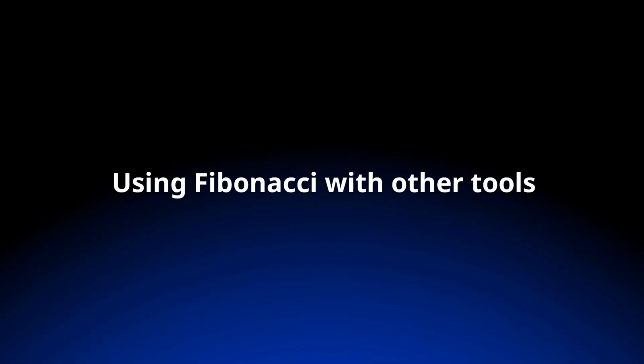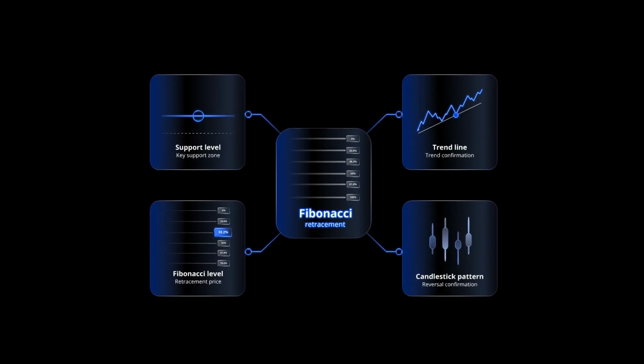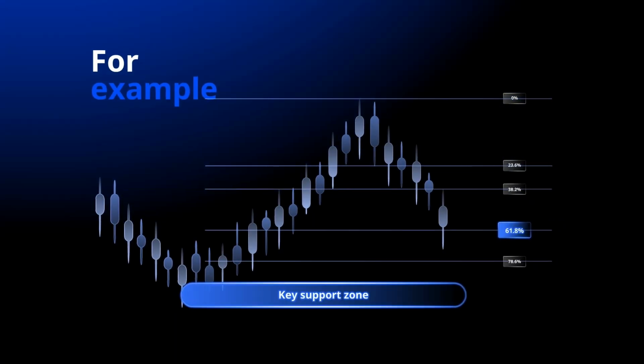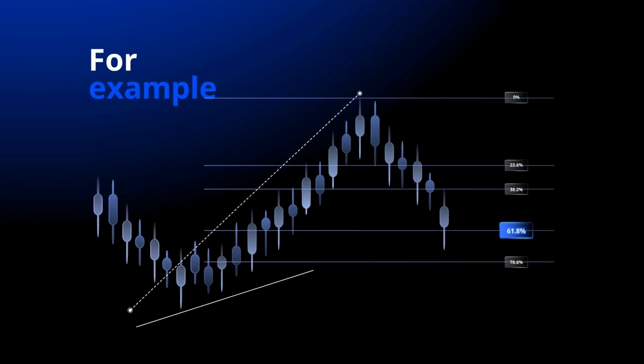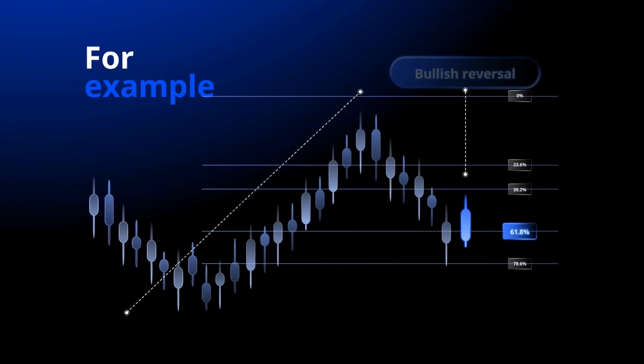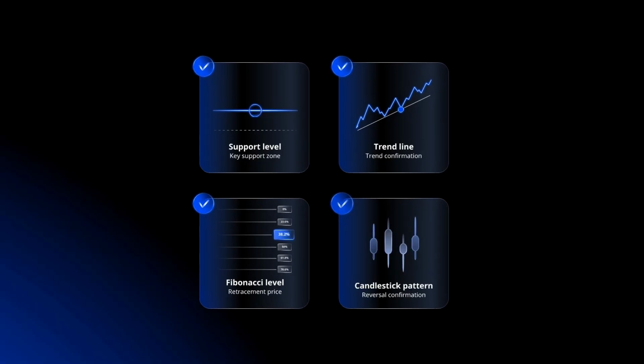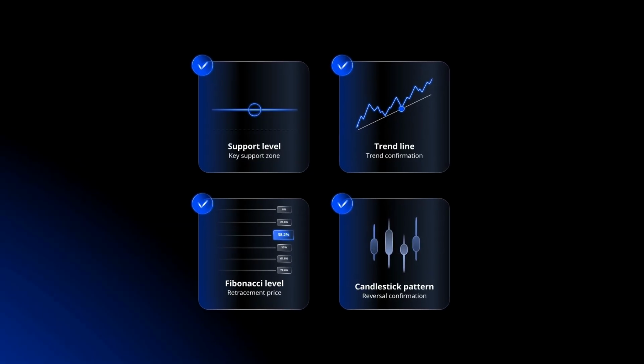Using Fibonacci with other tools. Like all technical tools, Fibonacci retracement works best when combined with other forms of analysis. For example, a Fibonacci level aligning with a key support zone, a retracement level forming near a trend line, a Fibonacci level confirmed by a reversal candlestick pattern. When multiple factors align, the level may carry greater significance.